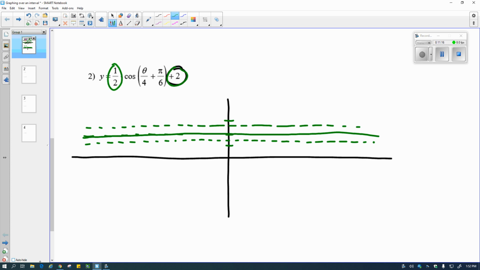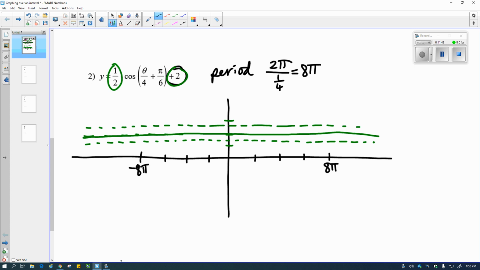Now I have to think about the period and the phase shift. So when I do the period, remember the period is 2 pi over b. In this case, that's 1/4. So this one is 8 pi. So I'm going to do my 4 tick marks. 1, 2, 3, 4. And my last one here is going to be 8 pi. So 1, 2, 3, 4. My last one on this side, negative 8 pi.